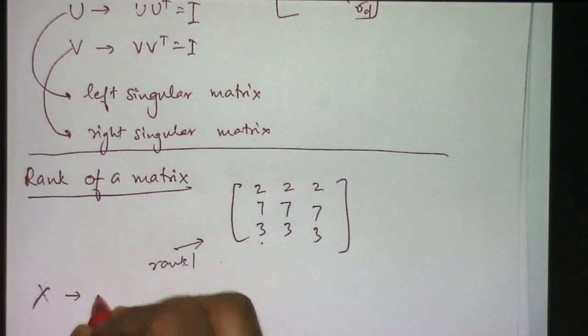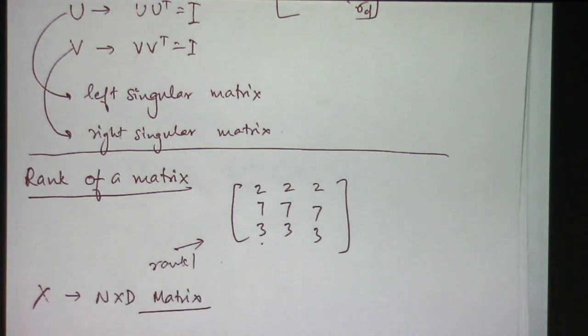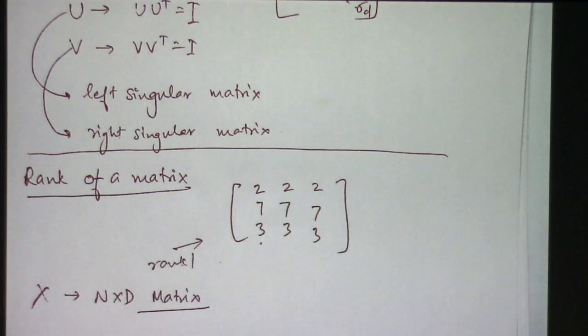Let's say X is an n by d matrix. For us in machine learning, this is a data matrix, which means that it has n data elements and d attributes. In linear algebra, this essentially is a matrix which represents d basis vectors, and each one of your data points is in this d-dimensional space.